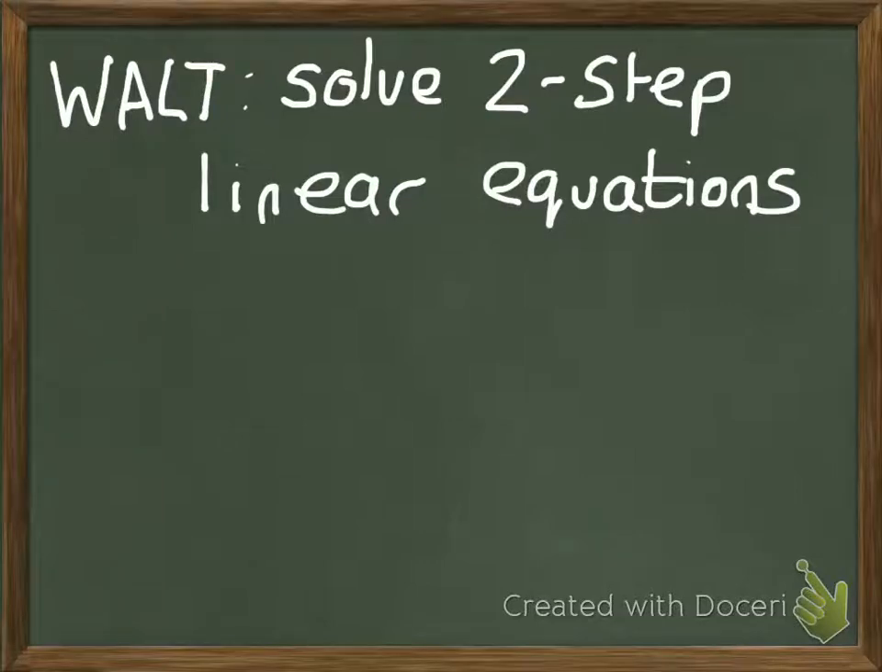Today we're going to be looking at solving two-step linear equations. So that's some kind of equation with an unknown letter, an x or a y or similar, and you have to somehow figure out what that letter is worth, what number it's worth. This is mostly a level 5 skill.